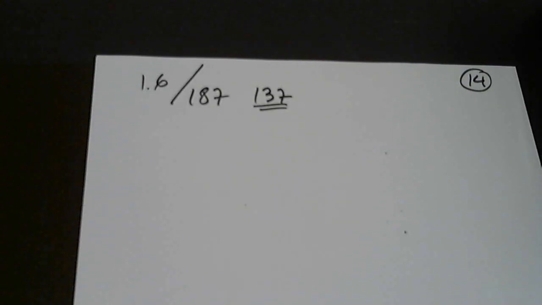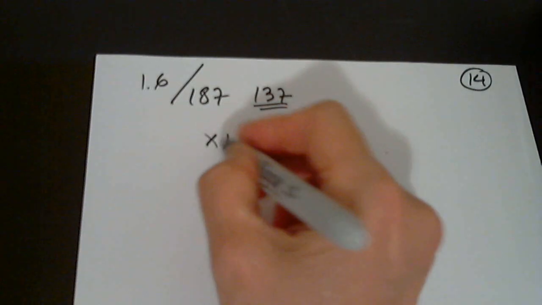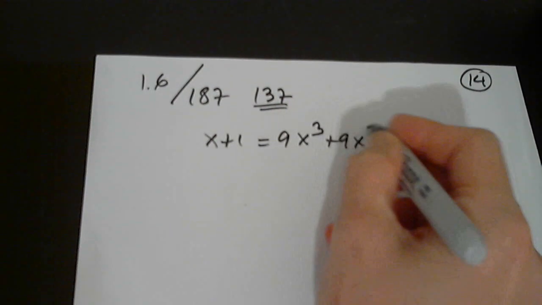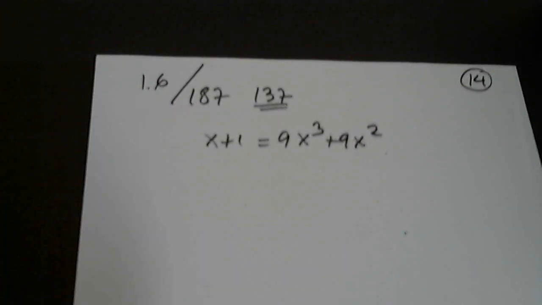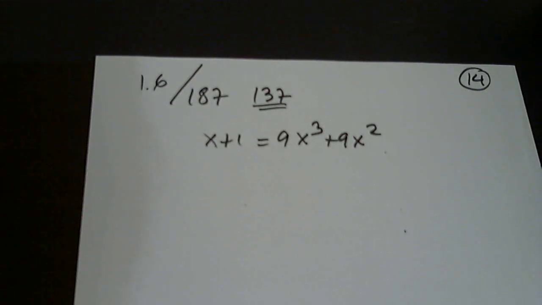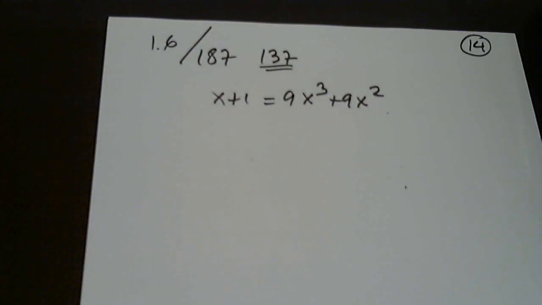Okay, so here's an example. Let's say x plus 1 equals 9, x cubed plus 9x squared. Good. First step, I have to identify the degree so that I know how many solutions I'm after. How many solutions am I after?